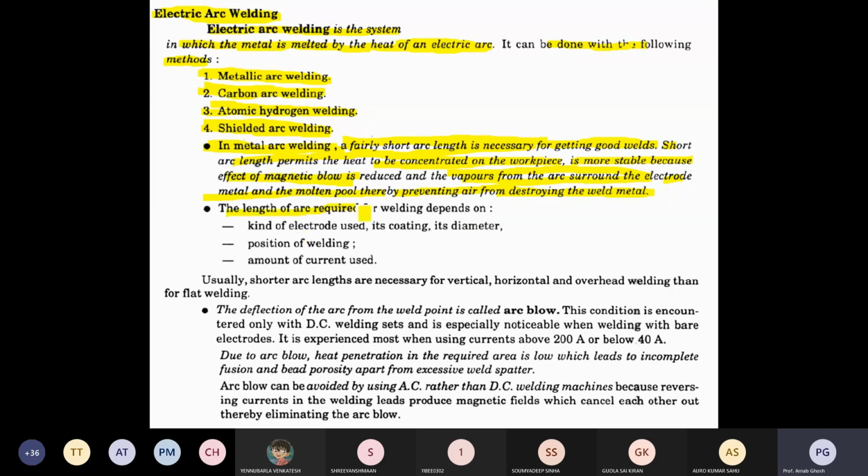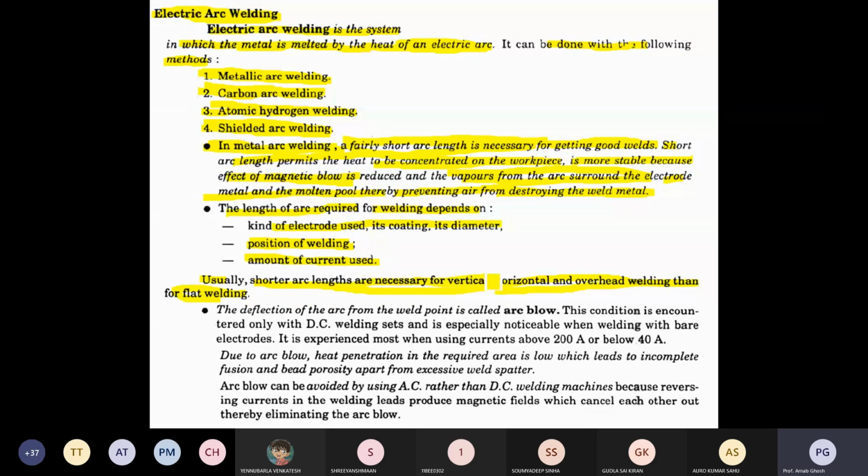The length of the arc required for the welding depends upon a few factors. The first one is the electrode: what kind of electrode you are using, what the coating of the electrode is, and the diameter of the electrode. The second point is the position of the welding, from where you are welding. Then the amount of current passing through. The third one: usually a shorter arc length is necessary for vertical, horizontal and overhead welding compared with flat welding.